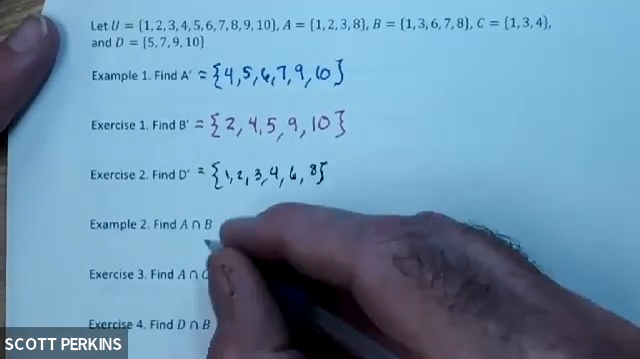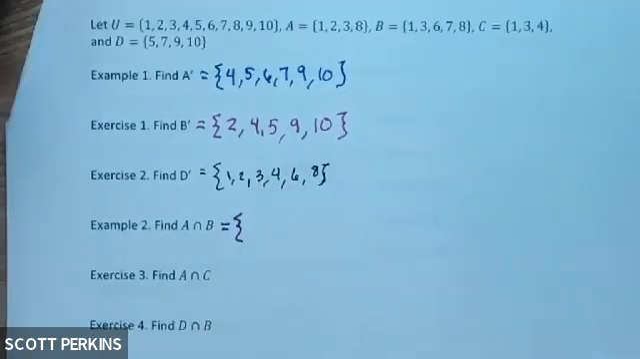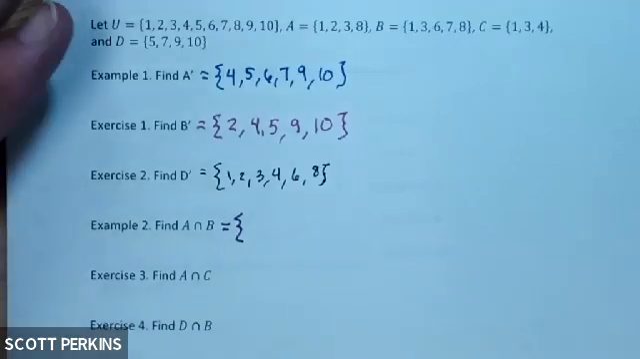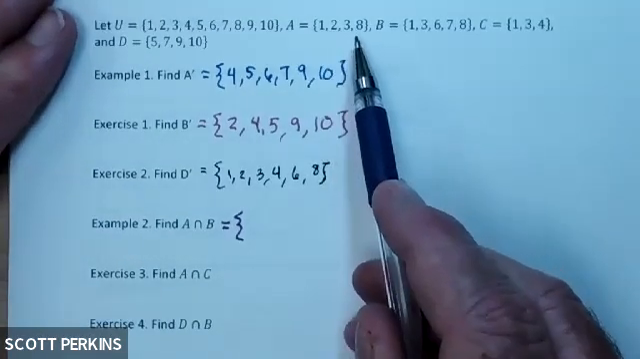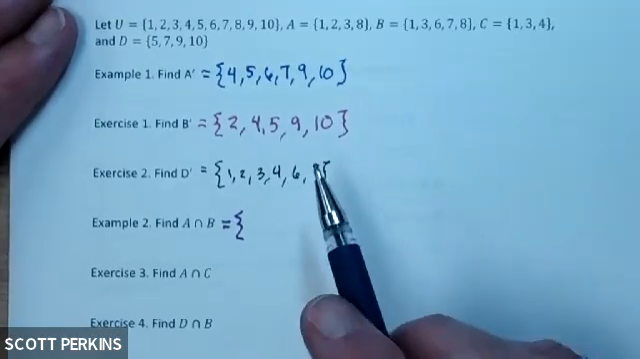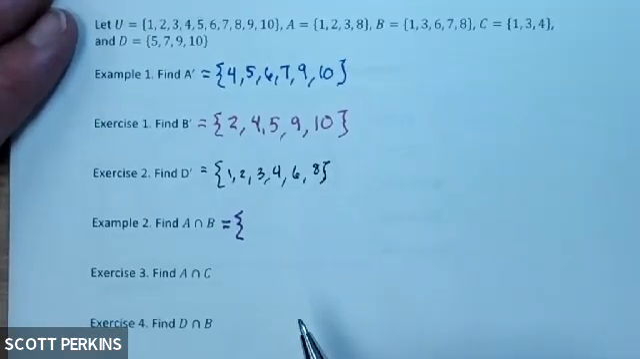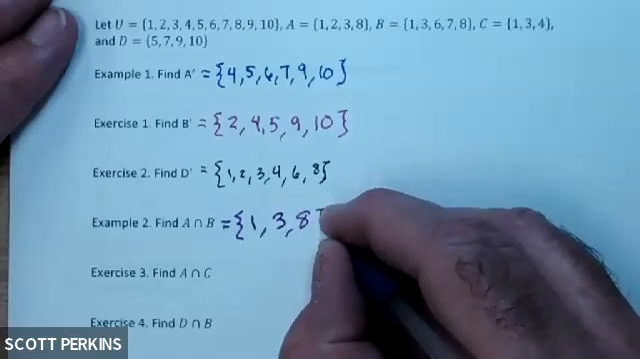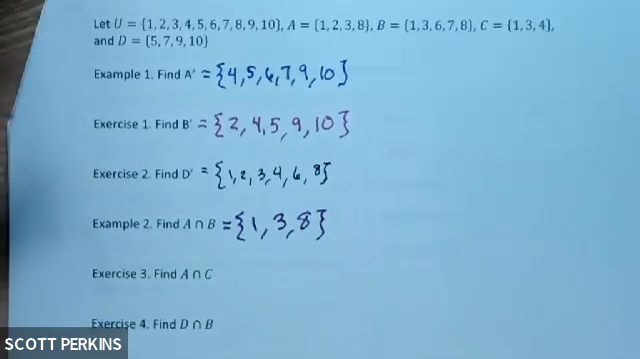What we're going to do is intersect A and B. So again, where do they overlap? Looking at A, which is 1, 2, 3, 8, and B, which is 1, 3, 6, 7, 8, what elements do they have in common? They have a 1 in common, a 3 in common, and an 8 in common. That is the intersection of A and B. Anyone have a question, like you're thinking another number should be in there or something shouldn't be? Please speak if you need to.